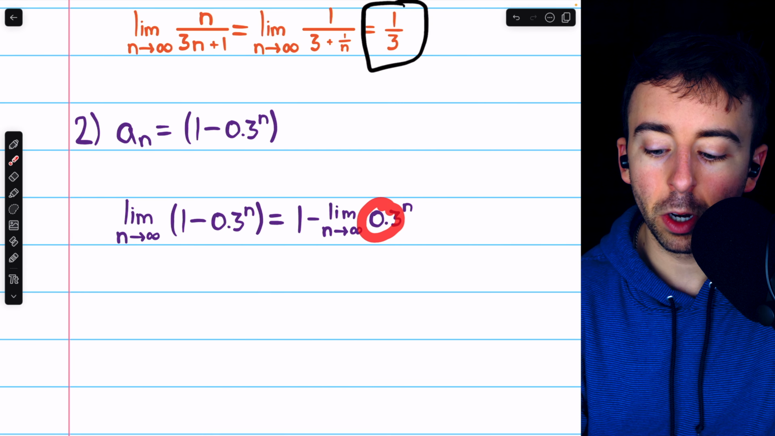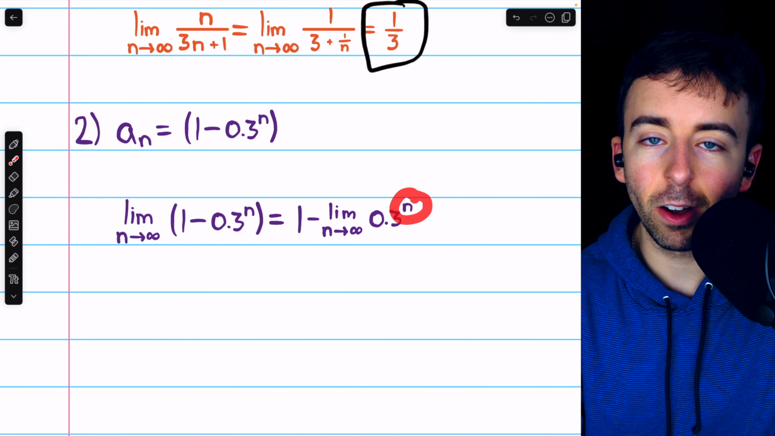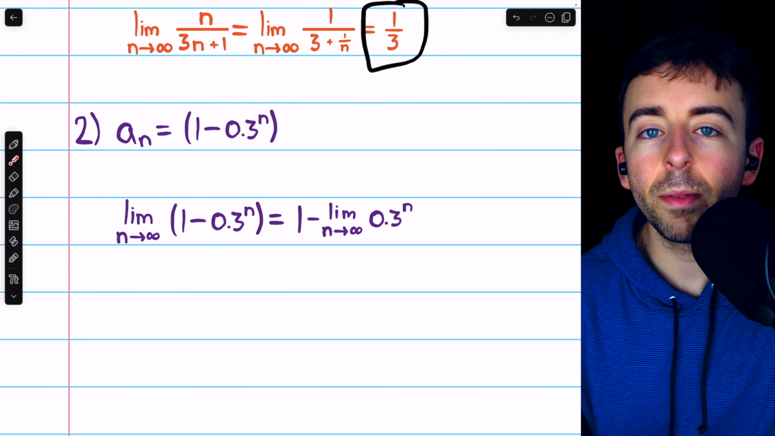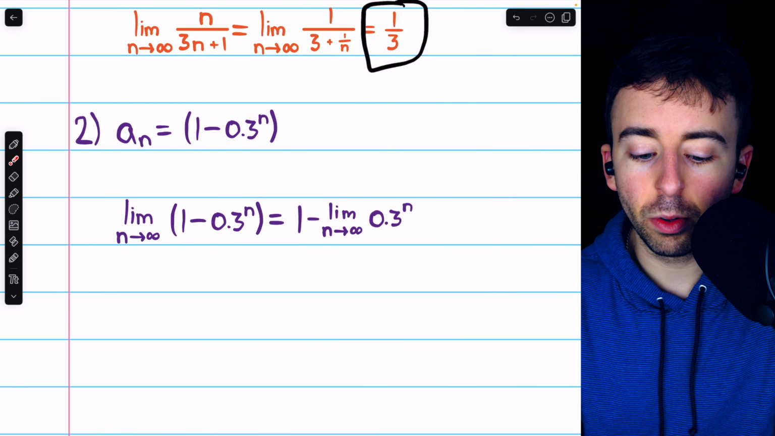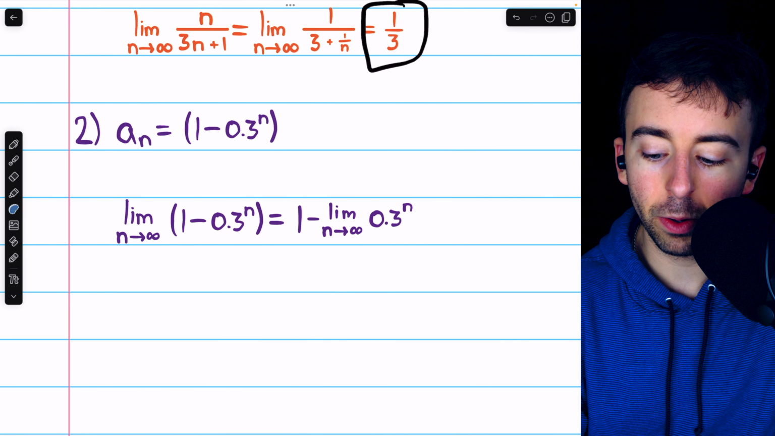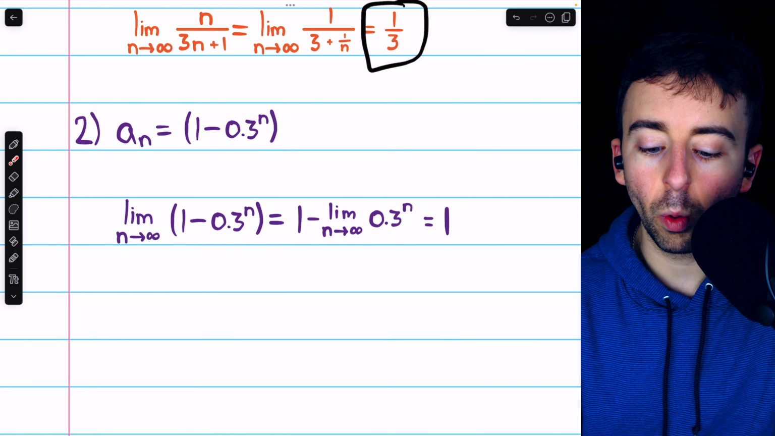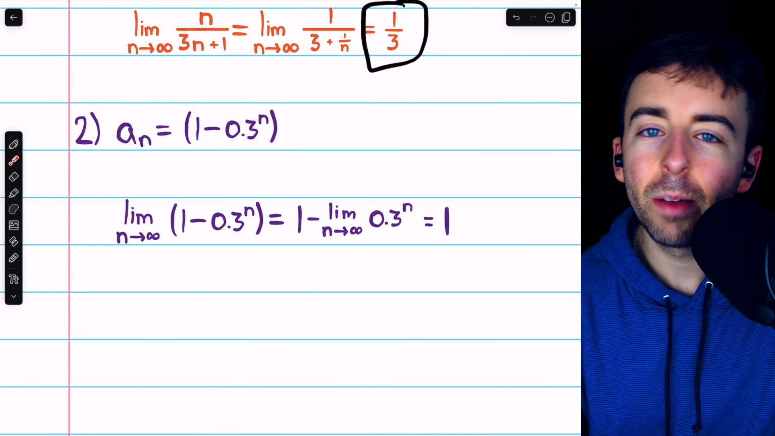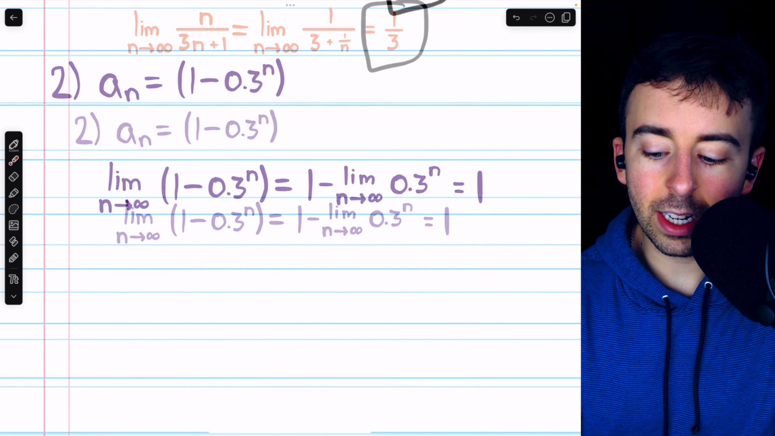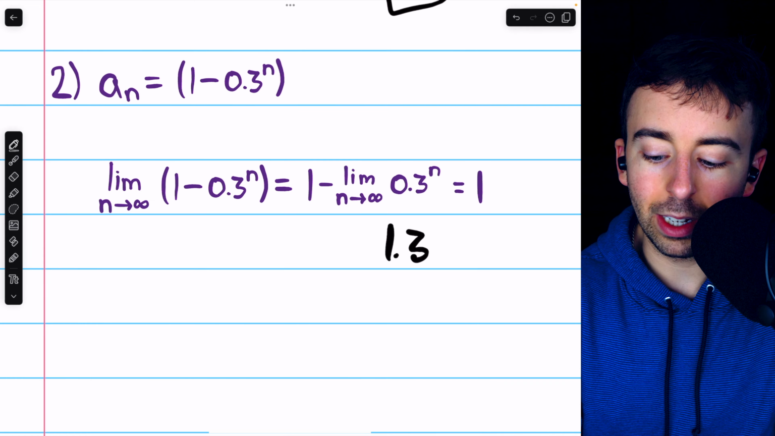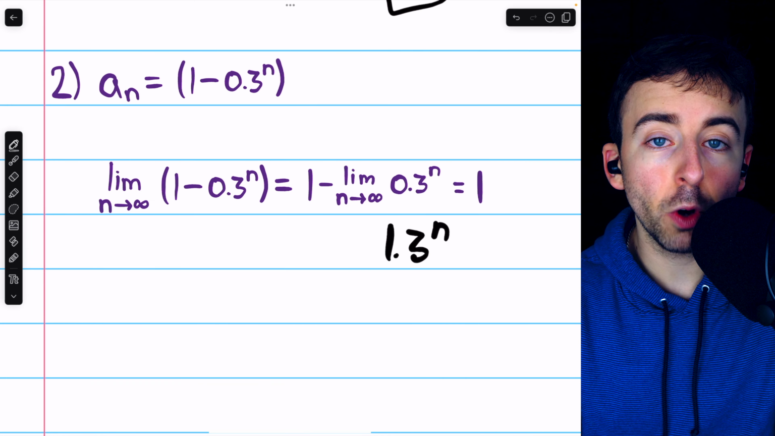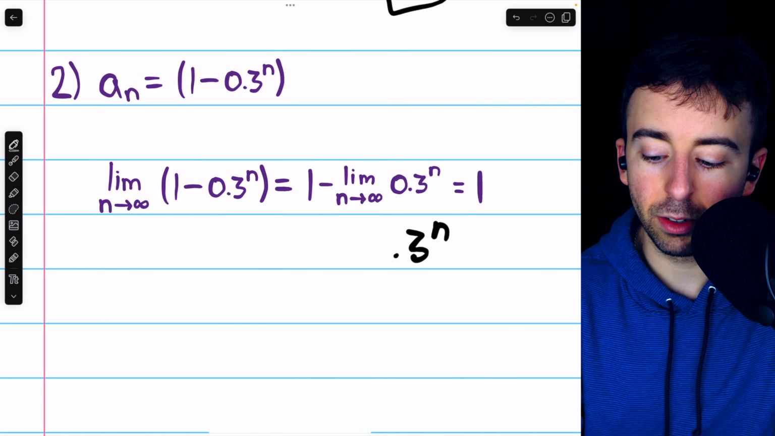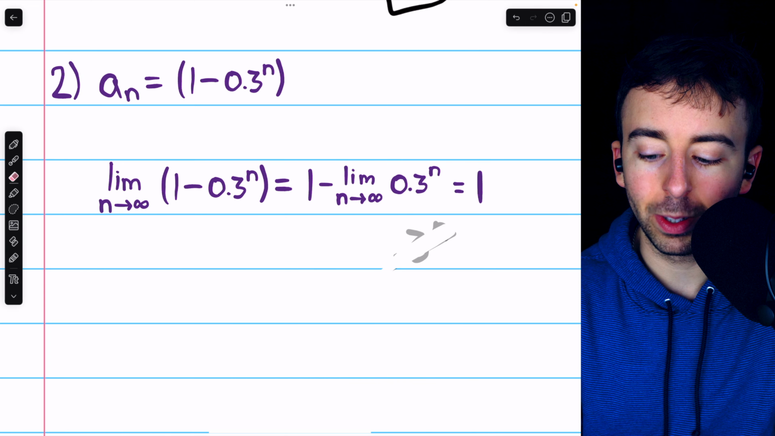Anytime you have some number raised to what we might informally call an infinite power, if that number has a magnitude less than 1, it's going to approach 0. So this is just 1 minus 0, that's what it's approaching, which is, of course, 1. That's the limit of this sequence. It will never quite get there, but it will get arbitrarily close. And again, if this number was something else like 1.3 to the n, then instead of getting arbitrarily small, it would get arbitrarily large. But its magnitude is less than 1, it's 0.3, so it does get arbitrarily small.